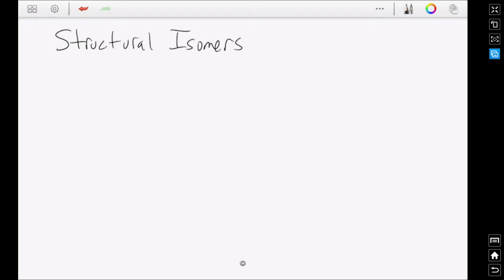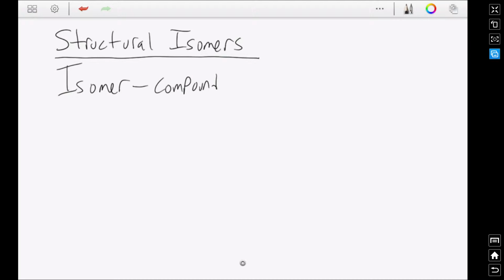A structural isomer is, I should start off with saying what's an isomer. An isomer is compounds with the same chemical formula. So if we just write a chemical formula, these compounds have the same chemical formula, but their structures are different.